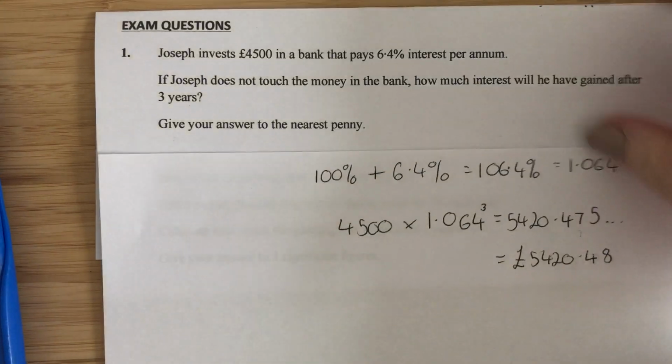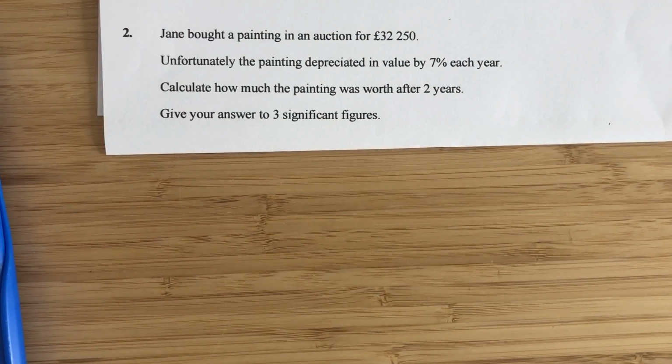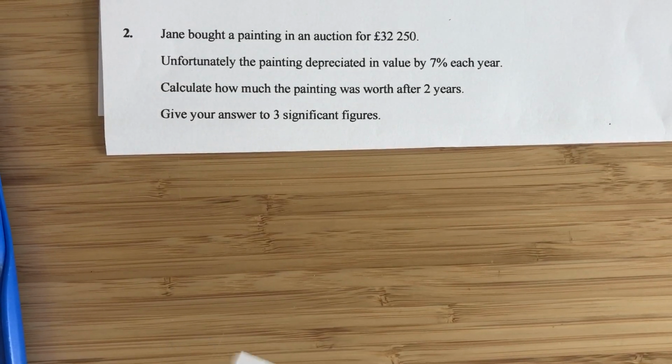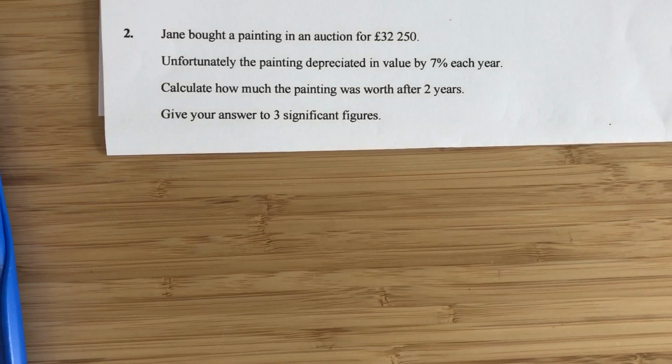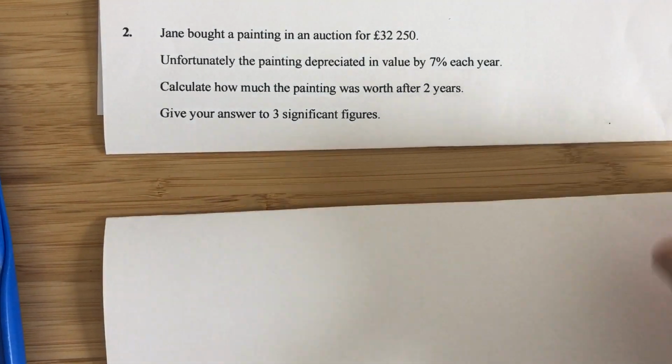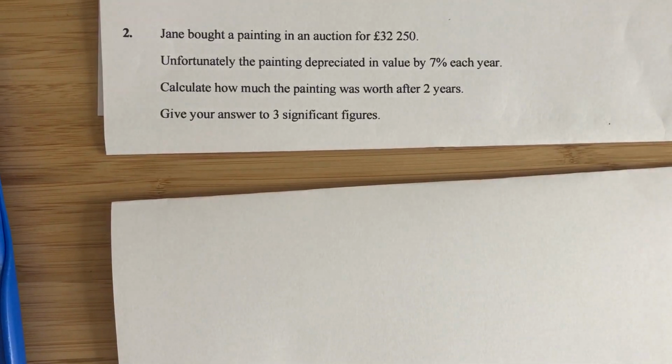Okay, so moving on, we're going to look at depreciation. So exactly the same process, apart from instead of adding it on, we're going to take it off. Jane bought a painting in an auction for £32,250. Unfortunately, the painting depreciated in value by 7% each year. Calculate how much the painting was worth after 2 years. Give your answer to 3 significant figures.